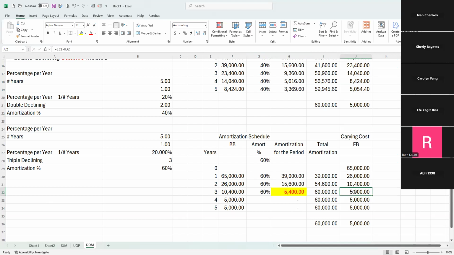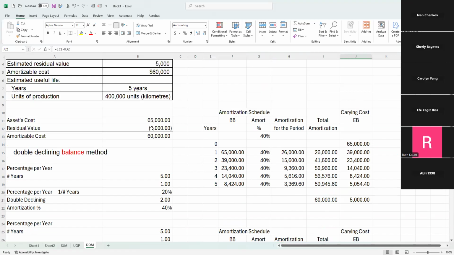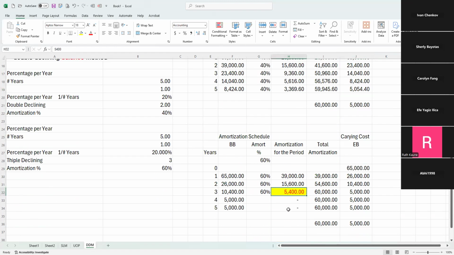This thing happens only and only when you're using double declining or triple declining. So in order here to work, we have to increase the residual value or we reduce the asset cost. With 40%, I don't know, usually it should work, but in this case, it just didn't work, which is fine. Make sense? Do you understand this thing?